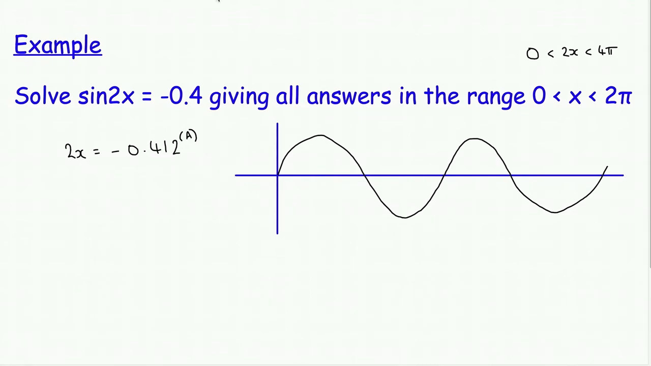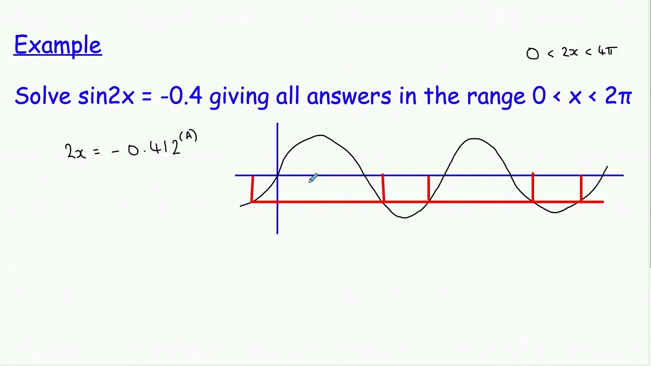And I'm going to need to go back a little bit so that we can see our negative answer that the calculator's given us. So the calculator's given us this angle here. This is our minus 0.412. We want these 4 answers. But remember, these are all values of 2x. We're going to need to halve them all later on.